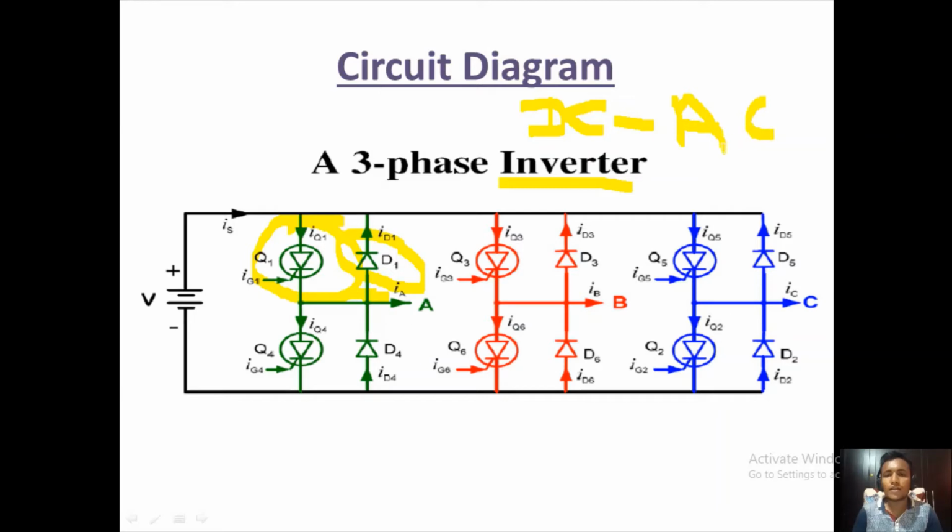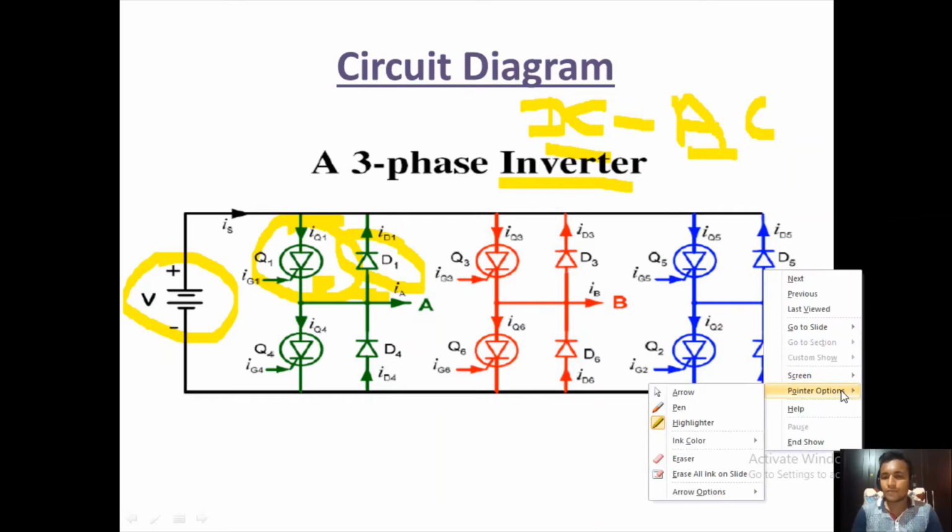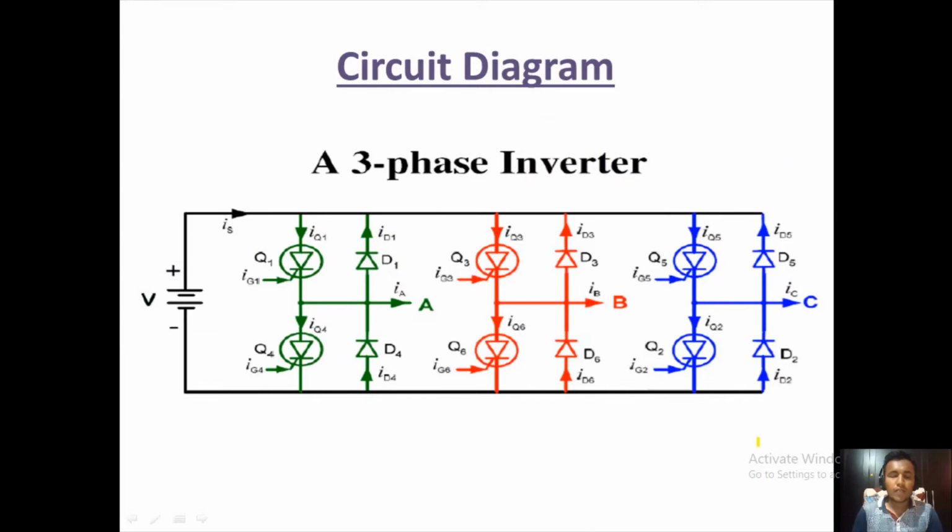Inverter means what? It converts a DC supply into an AC supply. So a feedback diode is used in a DC to AC converter across a power semiconductor device to return the stored energy back to the DC supply. The feedback diode's function is to return the stored energy back to the DC supply. So that is the feedback diode, the freewheeling diode and the rectifier diode.